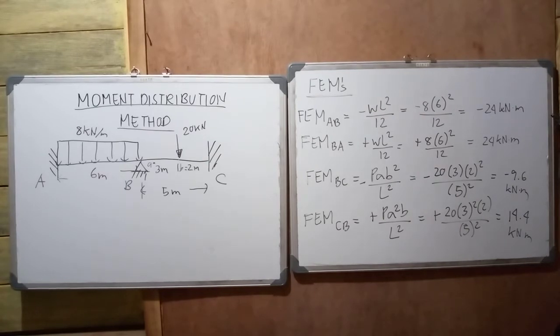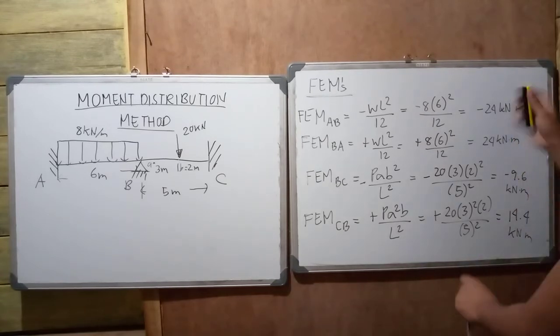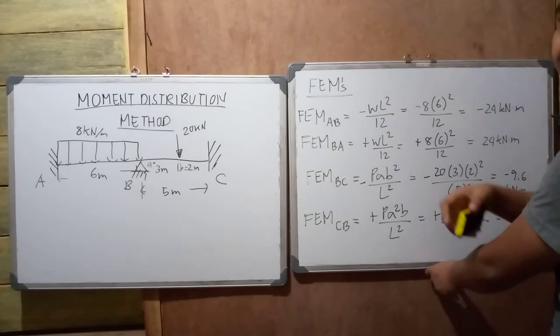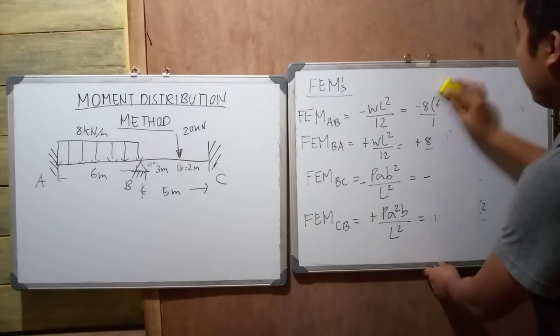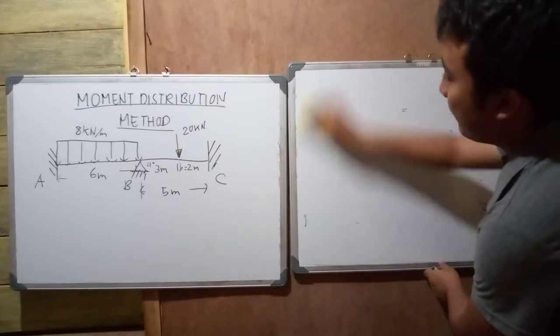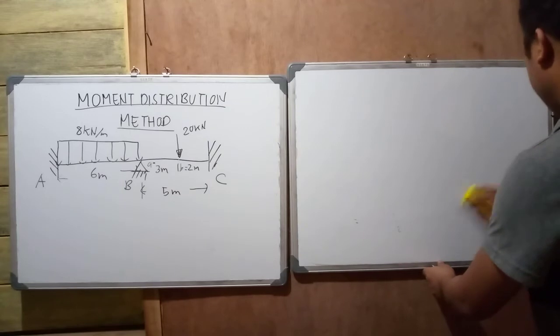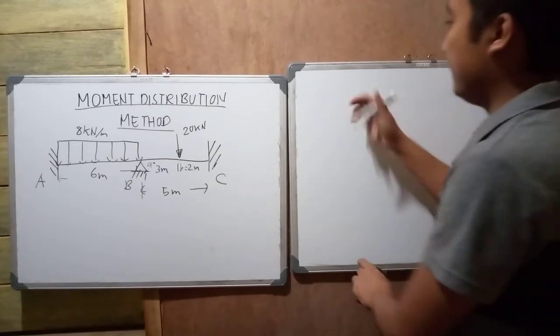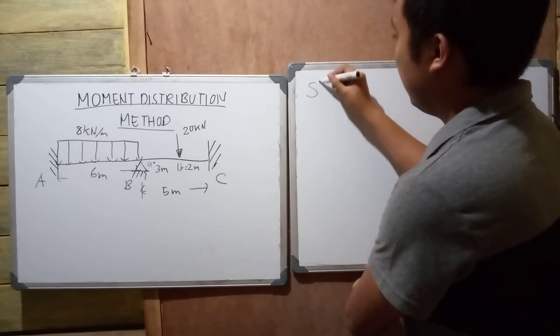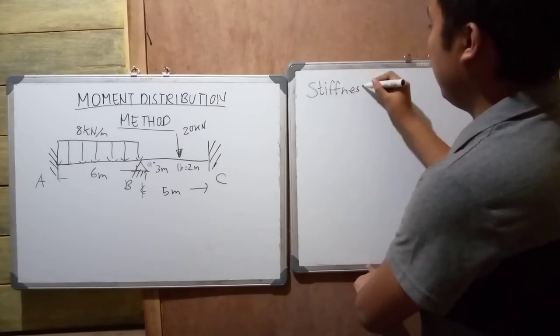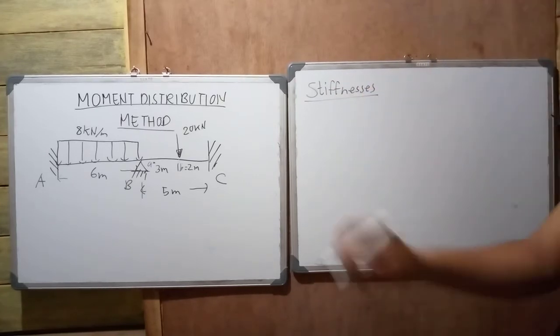So, the next step is, let us compute the stiffnesses, the relative stiffness of the beam. Let me erase this first. We will start again because our board is small. So, the next step is to compute the stiffnesses.